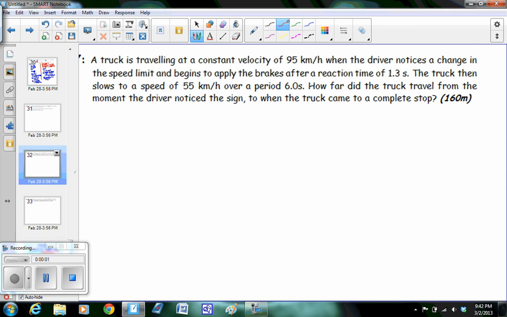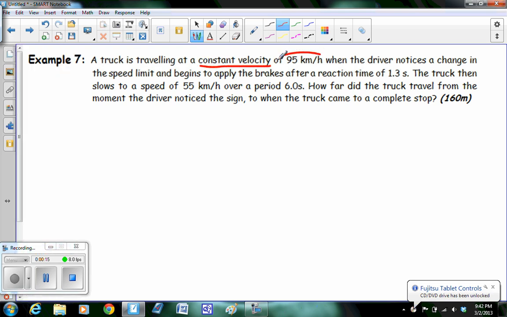Okay, everybody. In our last segment of motion equations, we're going to be looking at what happens when an object changes its motion during a problem. So we're looking at an example here. We've got a truck traveling at a constant velocity of 95 kilometers an hour. When the truck driver notices a change in the speed limit, it begins to apply the brakes, but after a reaction time of 1.3 seconds.